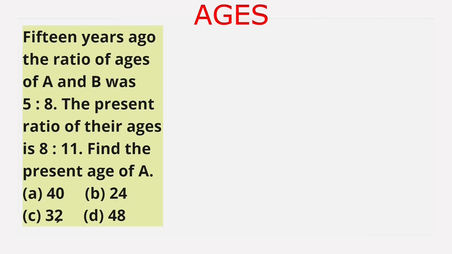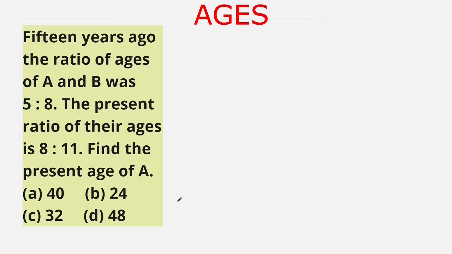If we subtract 15 from 32, again we get 17, that is not divisible by 5, hence it is not our answer. And 48 when subtracted by 15 gives 33, that is also not divisible by 5, hence D cannot be our answer. Thus our answer is only option A. This way we can solve this question within 30 seconds.